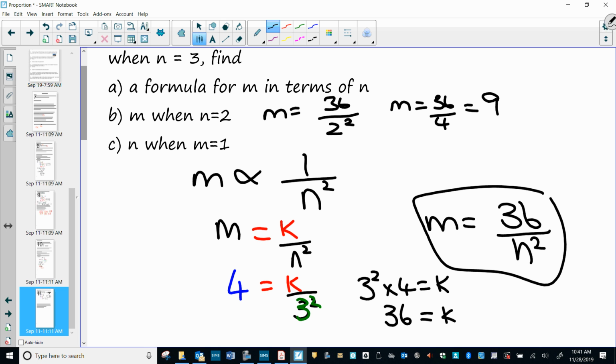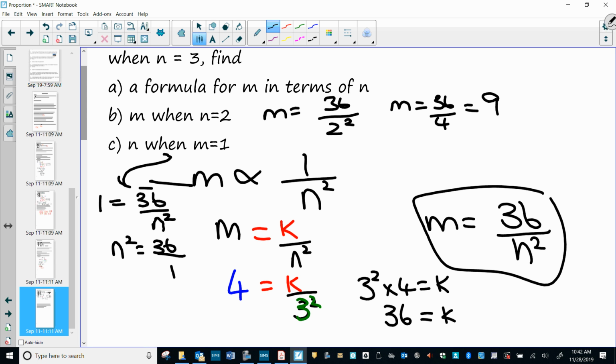And we need to find n when m is 1. Sorry about the mess, but I'm trying to avoid moving the board. So we've got 1 is equal to 36 over n squared. So remember to find n, we switch these two, so it becomes n squared is equal to 36 over 1.